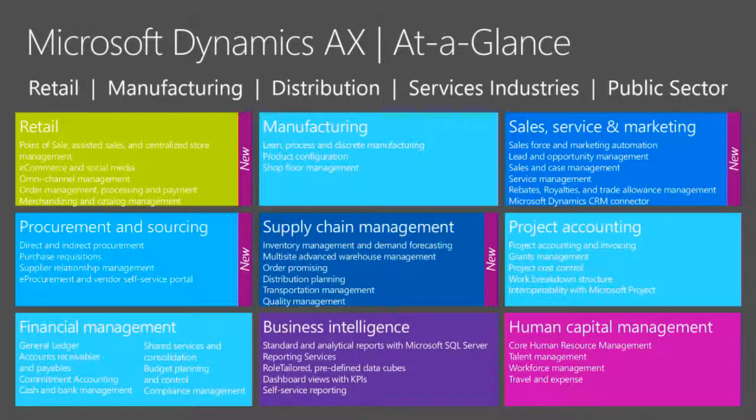Now, for those who don't know, these are the different verticals that we cover with Microsoft Dynamics AX. We've got retail, manufacturing, sales, service, and marketing, procurement and sourcing, supply chain management, project accounting, financial management, business intelligence, and human capital management, or HCM. And you'll notice that retail, procurement and sourcing, supply chain, and sales, service, and marketing are all new. Those were introduced with our most recent version, introduced 1 year ago, May 1st, called Microsoft Dynamics AX 2012 R3.